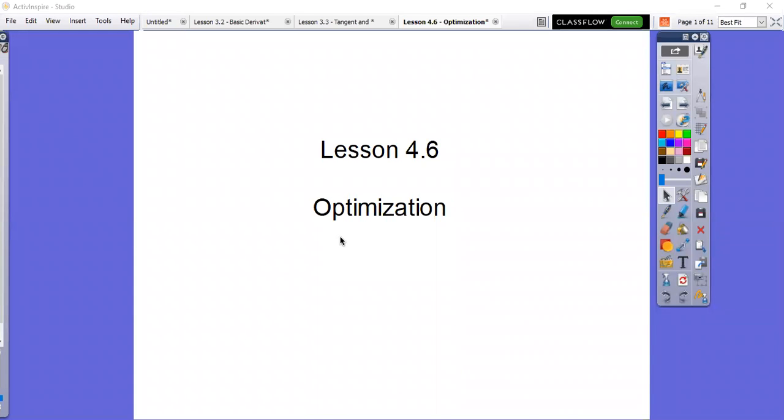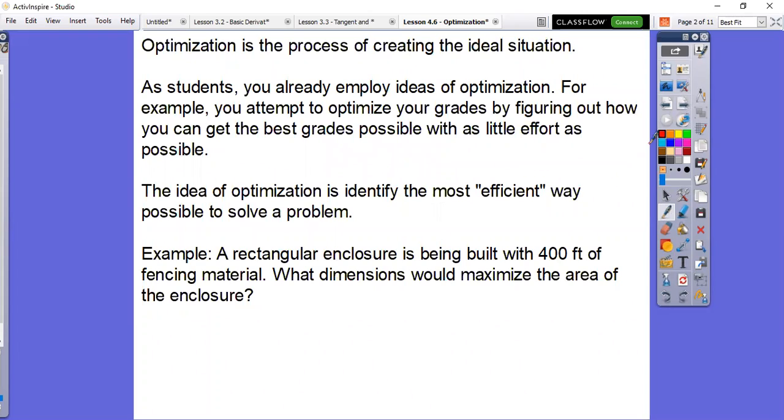Hello, everybody, and welcome to lesson 4.6 about optimization. Optimization is basically the process of trying to make something as efficient as possible. So let's get cooking today talking about optimization. Like I said, optimization is basically the idea of making something as efficient as possible.